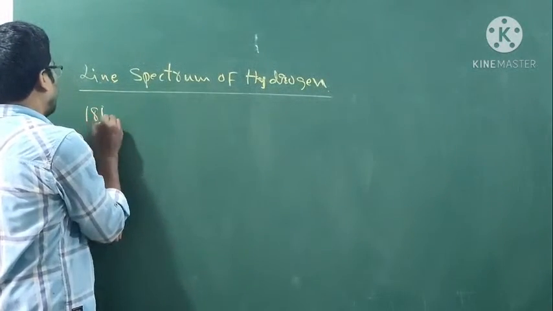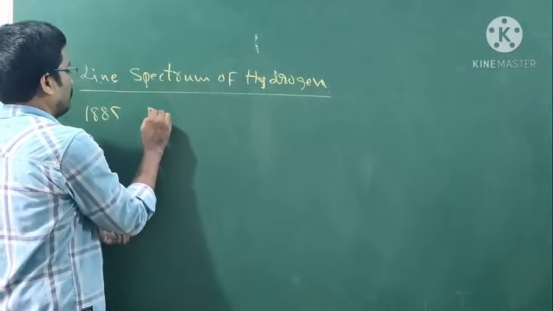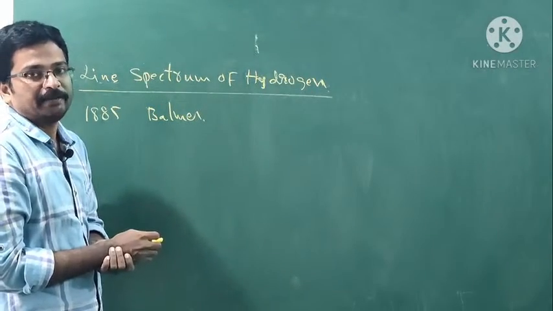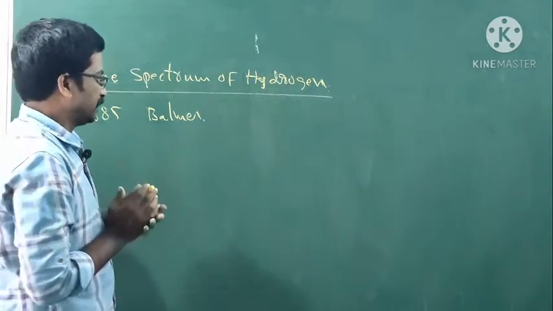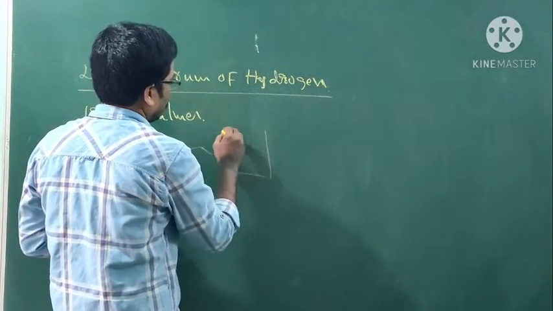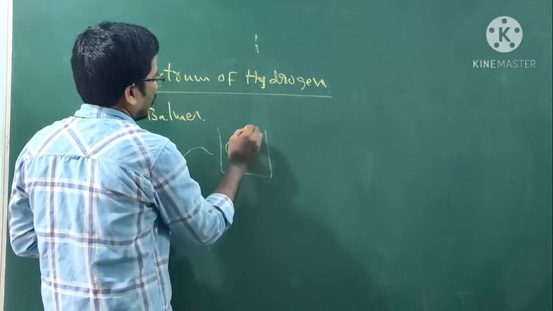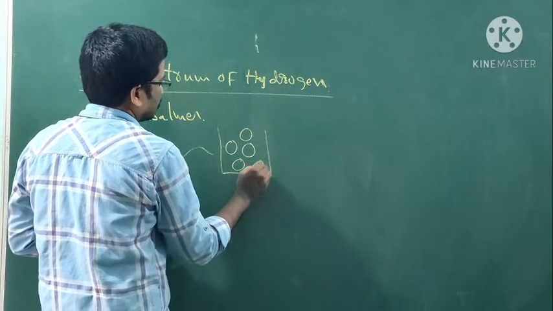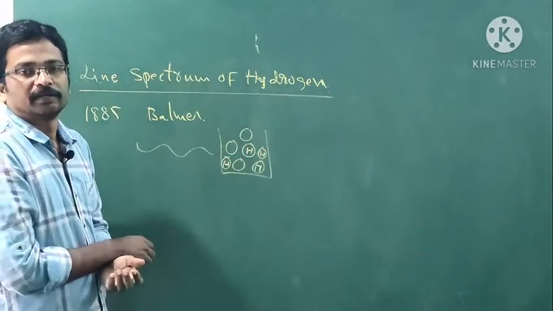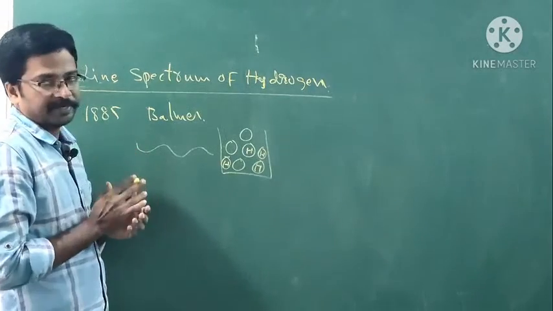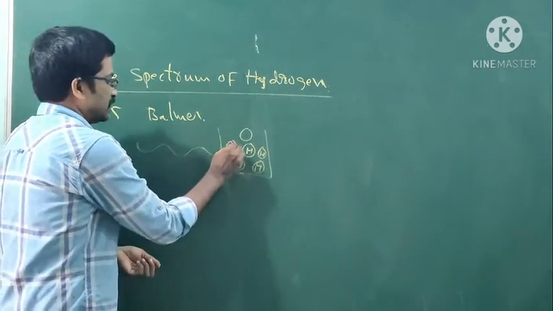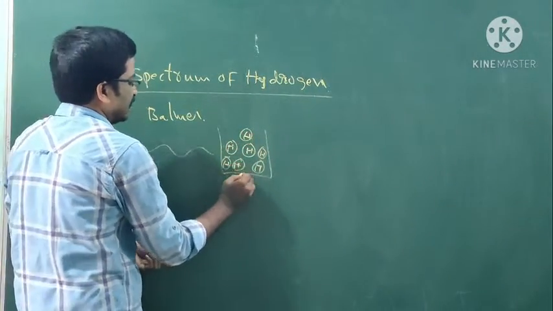In 1885, Balmer did an experiment by passing electromagnetic radiation on a sample containing hydrogen atoms. He did an experiment by passing electromagnetic radiation onto the sample. The sample contains gaseous hydrogen atoms.